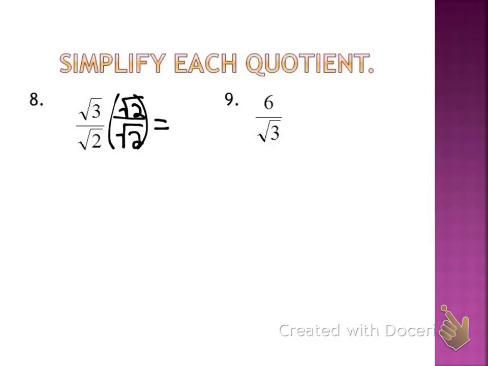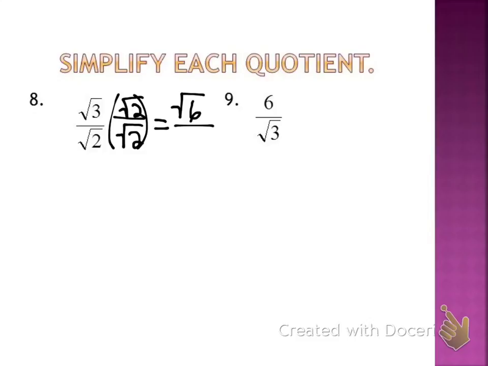What do you get on the top? What's square root of 3 times square root of 6? Oh! Did you hear what I did? 6. What's the square root of 3 times the square root of 2? The answer is square root of 6. I got ahead of myself. Sorry about that. I know you're all very excited to answer.